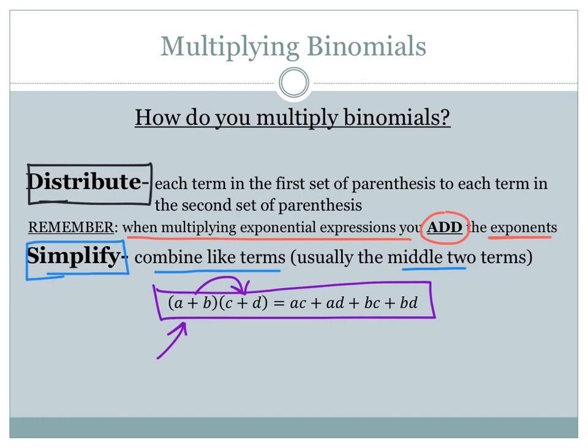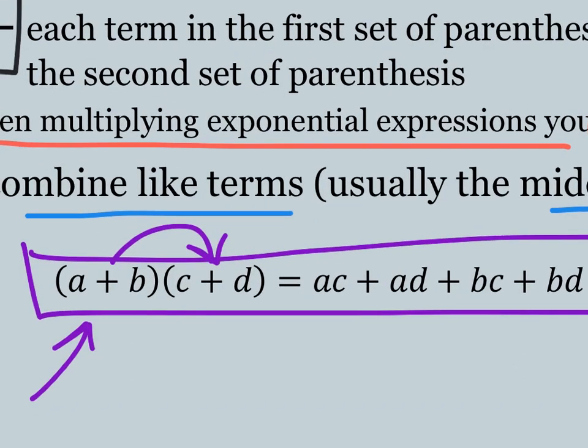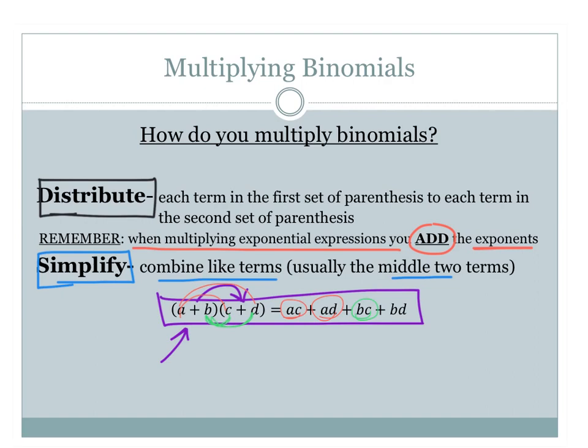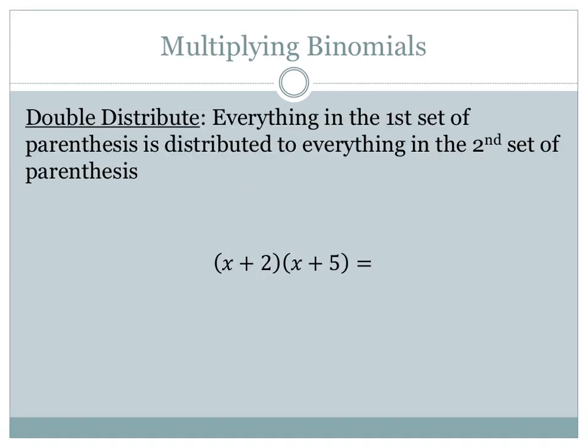So if I were to zoom in on this, we take A times C, plus A times D, plus B times C, plus B times D, okay? What exactly does that look like? Everything in the first set is distributed to everything in the second set.